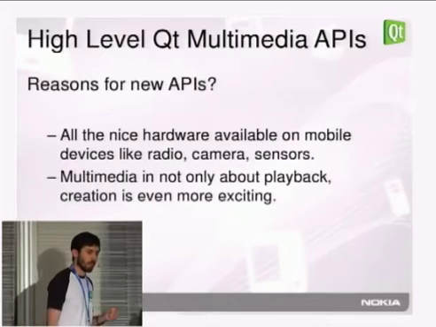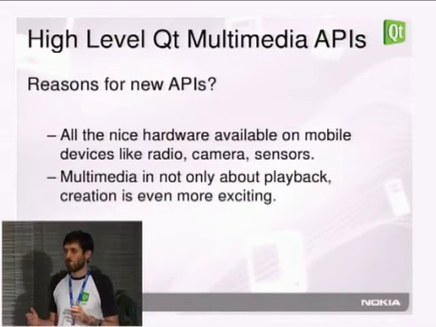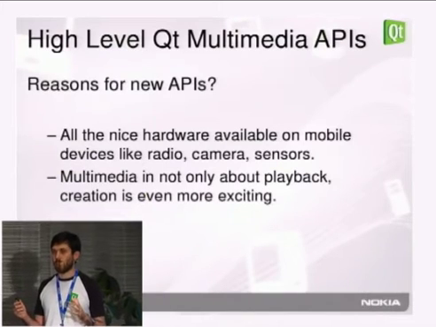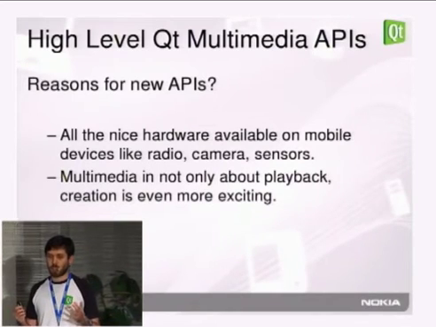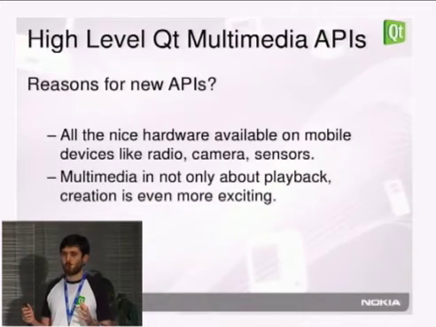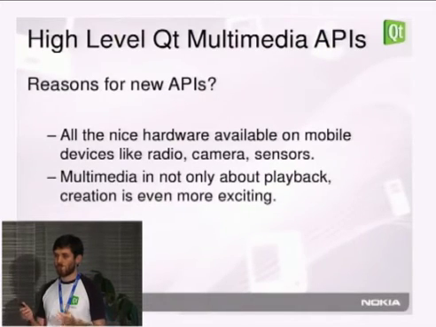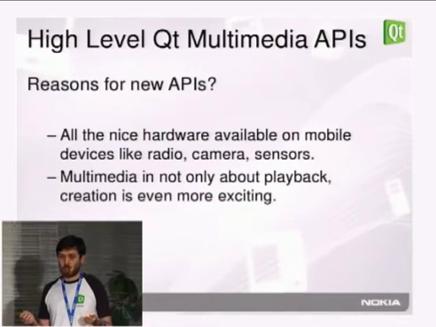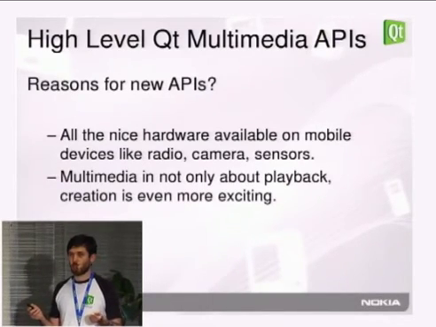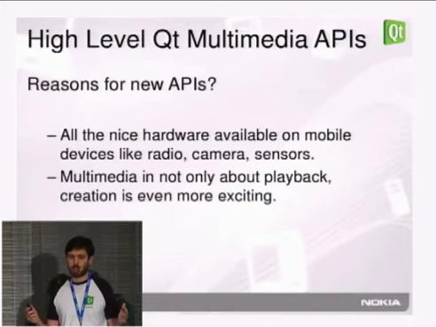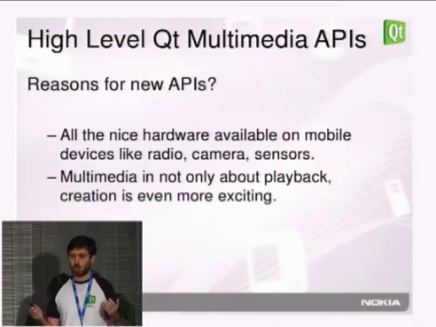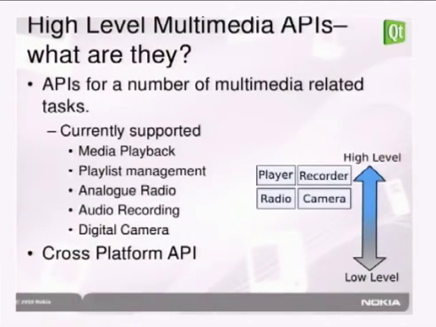Well, with the Qt Mobility release, we also introduced a new set of high-level APIs for different multimedia tasks. The reason is that on mobile devices we have a new range of capabilities like camera, sensors, and radio, and we really would like to provide you access to all of them. We also didn't want to limit ourselves to media playback only. It's very exciting to be able to capture video, audio, or photo and modify it. It gives much more possibilities. So we introduced those high-level APIs.